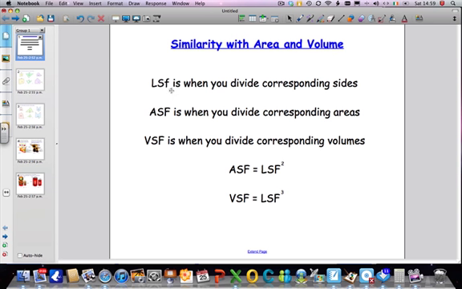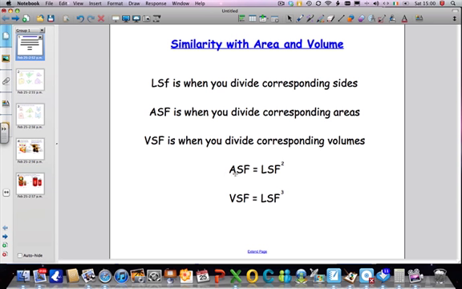We'll have a look at the effects of similarity on areas and volumes. I've just got a couple of notes to give you before we start doing some questions. The linear scale factor, the LSF, is when we divide corresponding sides. The area scale factor is when we divide corresponding areas, and the volume scale factor is when we divide corresponding volumes. All of this is assuming that both shapes are similar.